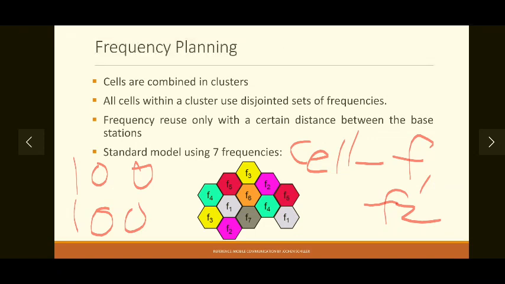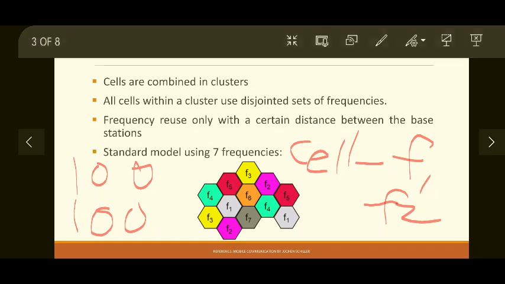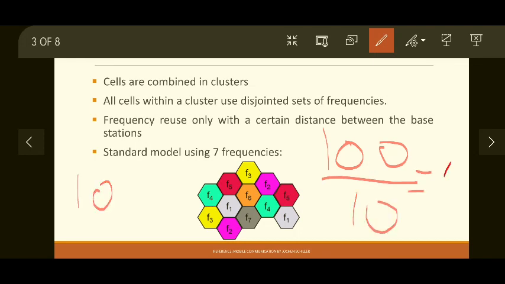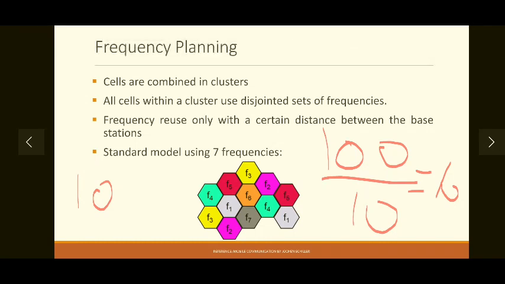We will divide the entire region into smaller cells, and each cell will be allocated a group of frequencies. Let's say this entire structure is divided into 10 cells. The total number of frequencies was 100, so each cell will get 100 divided by 10, that is 10 frequencies. So 100 frequencies divided among 10 cells, each cell gets 10 frequencies.